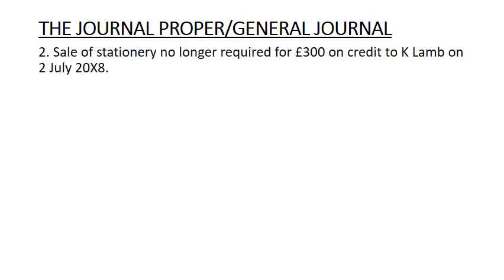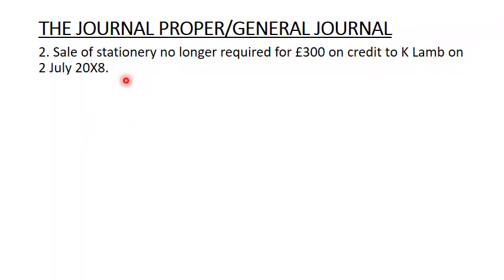So that example was the purchase of a fixed asset on credit. Now we look at the sale of a fixed asset on credit. Here is an example: sale of stationery no longer required for 300 on credit to Kellam on the 2nd of July. So we sold stationery. We don't need this stationery, our business is not in stationery. So this is a fixed asset that's been sold.